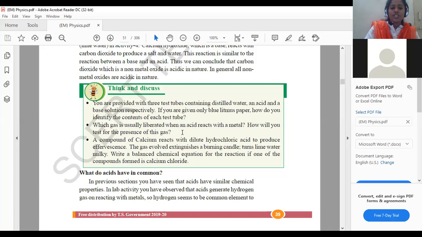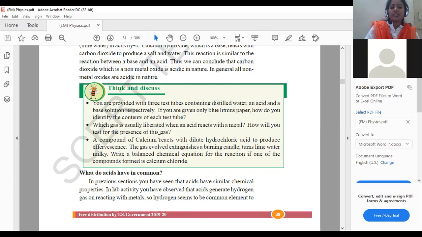Which gas is usually liberated when acid reacts with metal? Whenever acid is treated with metal, what happens? For example, we take hydrochloric acid and treat it with zinc. What happens? Zinc chloride salt will be formed. Along with that, hydrogen gas will be liberated. What is the liberated substance in this? Hydrogen gas will be released.